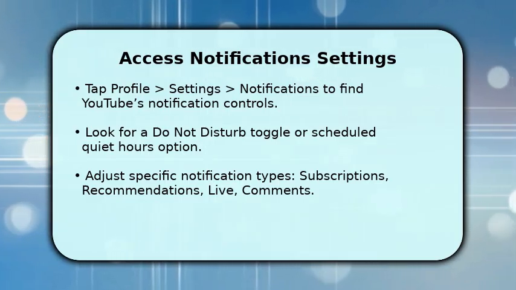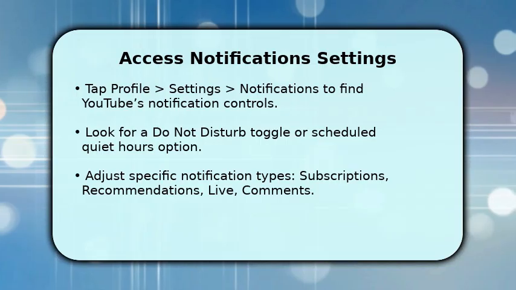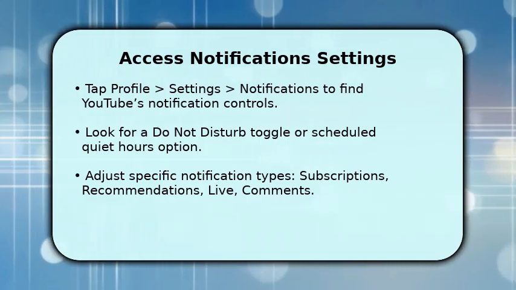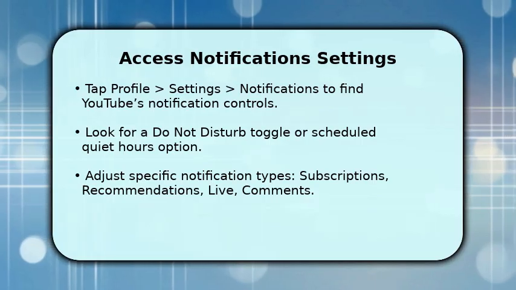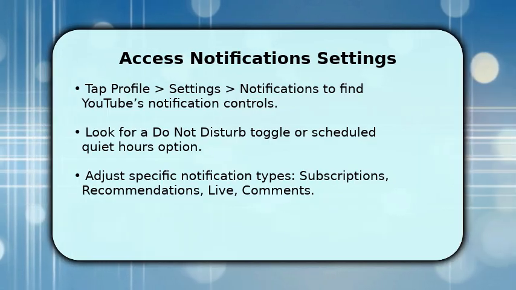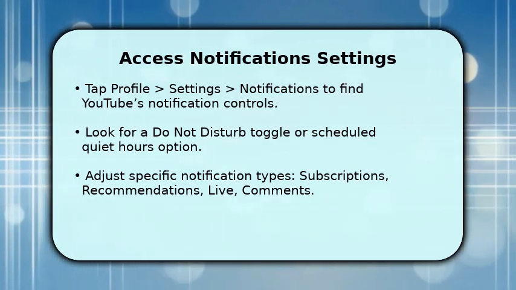You should also review each type: subscriptions, recommended content, live streams, and comments, and enable the ones you want. Do this because granular choices let you stop only unwanted alerts while keeping important ones active. Make sure to save or confirm changes if prompted.